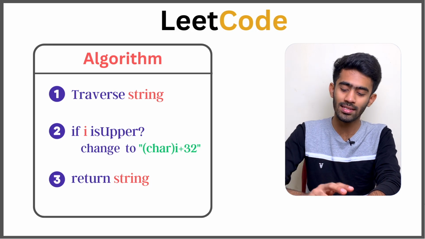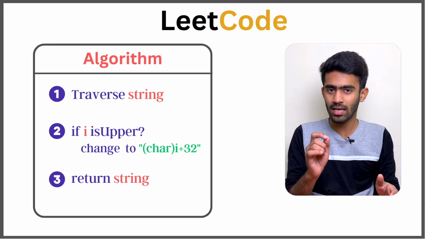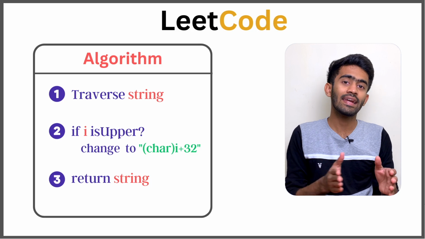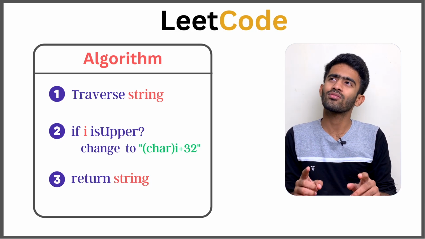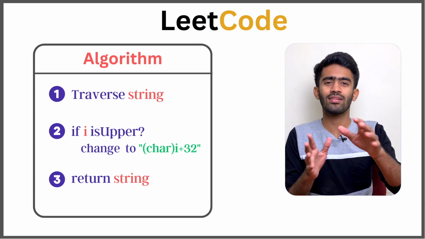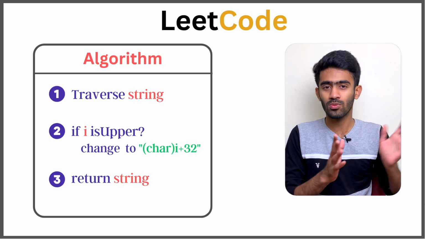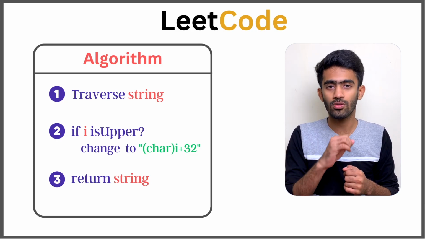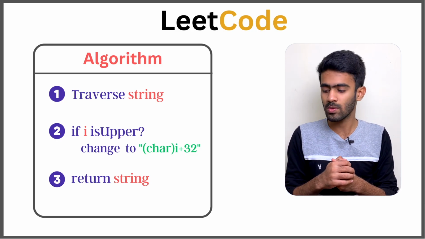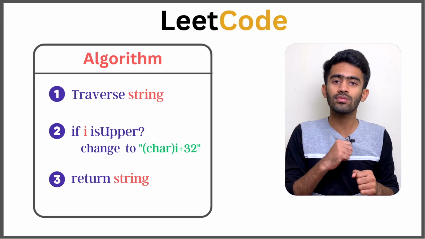Remember those two things. 65 to 90 is the range for capital A to capital Z, and 97 to 120 approximately, I guess. I don't think it's 120. Something around that range. So that is the range for small a to z. The difference between capital A and small a is 32, and that is the logic that we are going to use. Now let's move to LeetCode and code this exact logic.